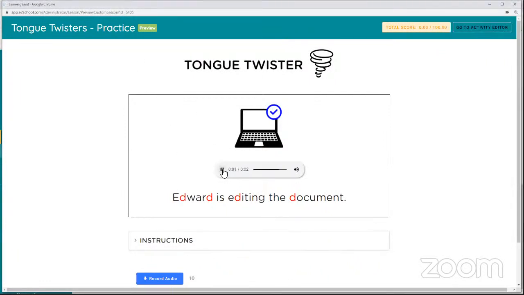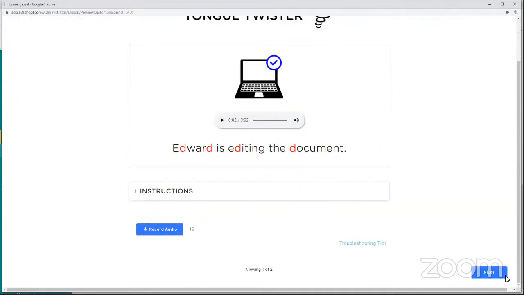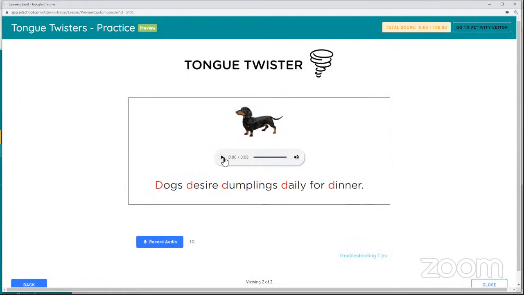Edward is editing the document. Dogs desire dumplings daily for dinner.